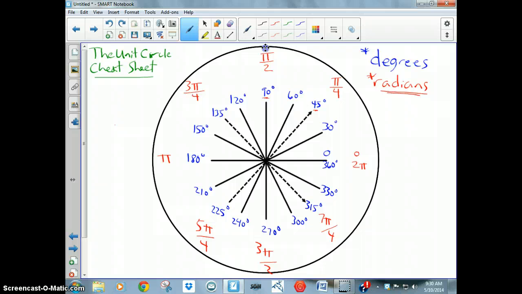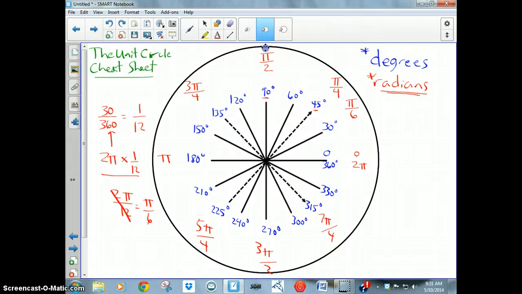Now let's do multiples of 30. How does 30 compare to 360? 30 compares to 360, I believe that is 1/12. So if we're going to change degrees to radians, we need to do 1/12 of 2 pi, which is the same as 360 degrees. And if I do that, I get 2 pi over 12, and that reduces to pi over 6. So therefore, 30 degrees is pi over 6, and that's what we're going to count by now.